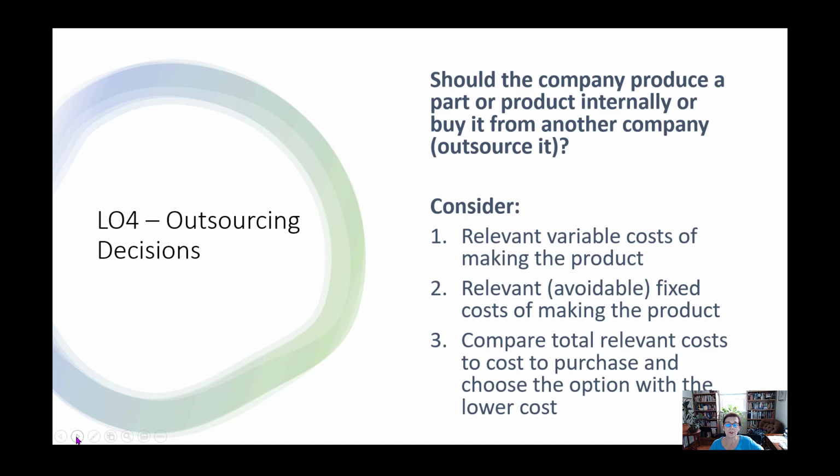So our final decision is outsourcing decisions, and that's probably something that you're familiar with. Should the company produce a part or a product internally, or should it buy it from another company, outsource it? All right, so we're going to take into consideration the variable costs of making the product, the avoidable fixed costs of making the product, and we're going to compare these costs in total to the total cost to purchase it, and then we're going to choose the option with the lower cost.